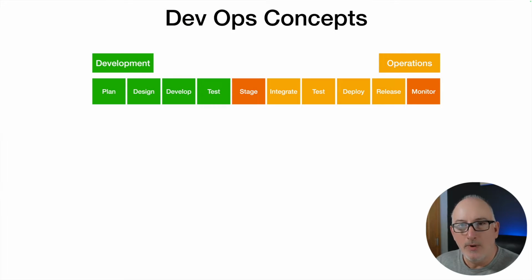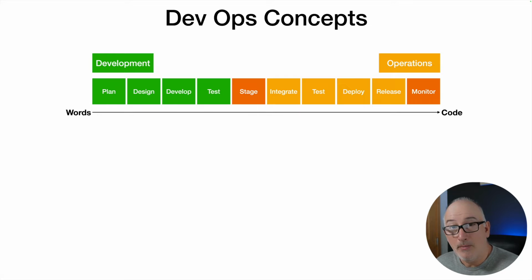So if we look at an example of what a software development process might look like, it may have these particular steps, where it starts off in development and we do the actual software development, we do testing, then we stage it, and then at some point it transitions over to the operations, and then there's some integration and some testing and some deployment, and then maybe some release management on that side. And then ultimately the operations team is responsible for monitoring the application.